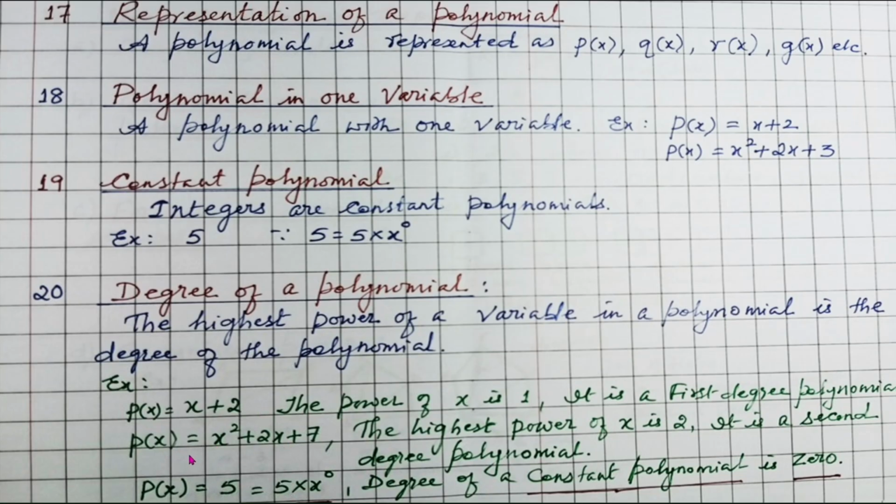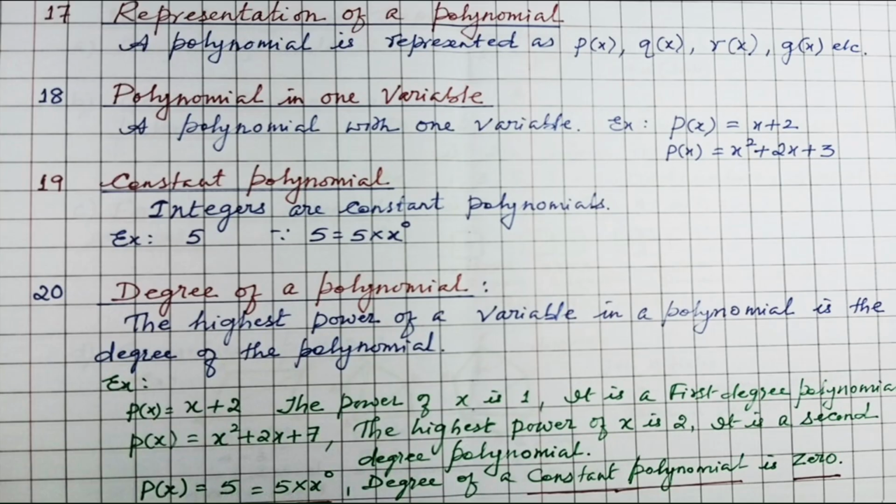And what is the power here in this polynomial? The power is 2 and the power is 1, but the highest power is 2, therefore it is a polynomial of second degree. And what is the number here? It is an integer, or it is a constant polynomial. And what is the power here? X raised to 0, therefore the degree of a constant polynomial is 0. So the degree of a constant polynomial is 0.